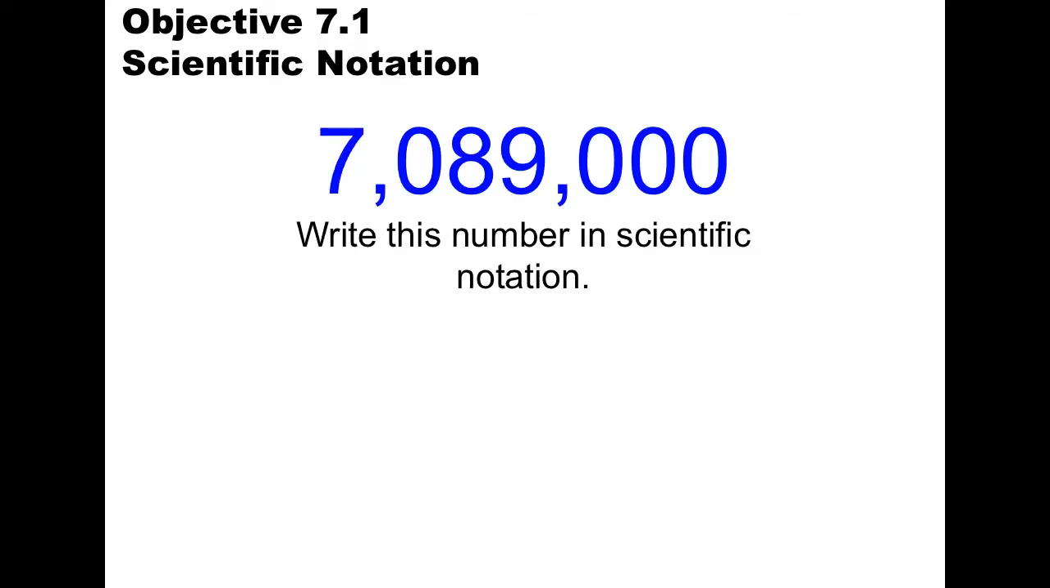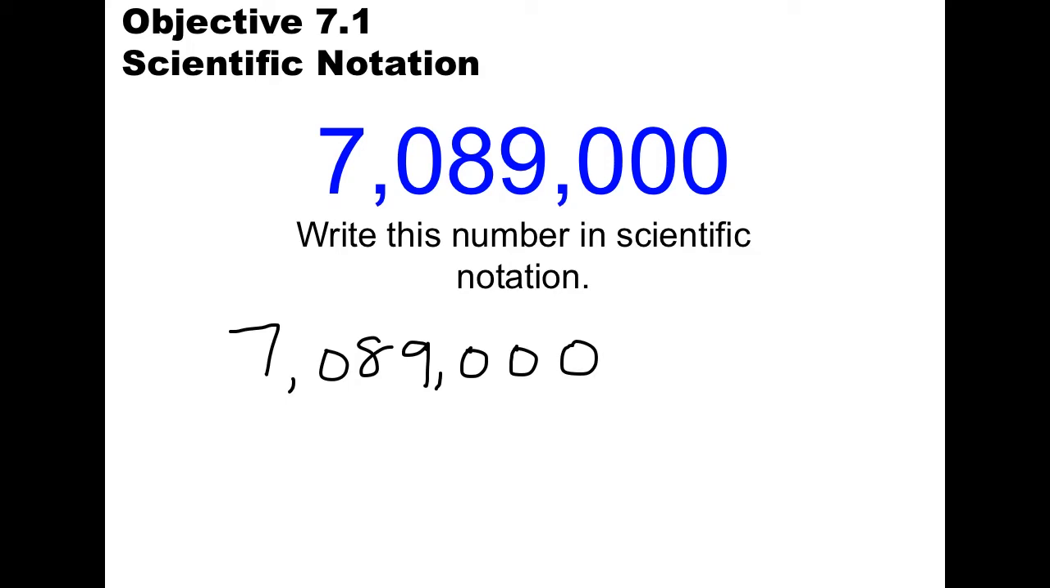So now we're given a number, 7,089,000, and we need to write this number in scientific notation. So we know that in scientific notation, it's the product of a number between 1 and 10 multiplied by a power of 10. And so in order to do this, I'm going to rewrite this number, 7,089,000.